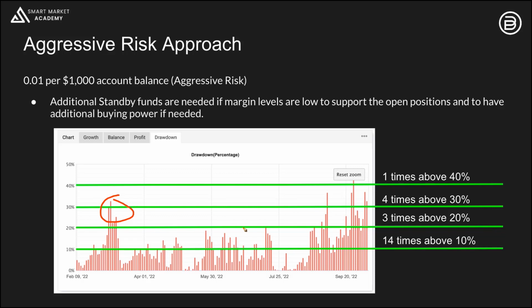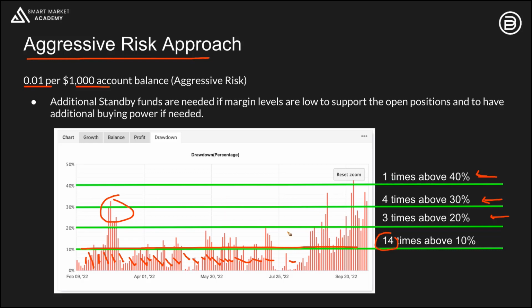You can see right here we had drawdowns of around 30%, and then over here at 40%, and that is, of course, using an aggressive risk parameter, 1 microlot for every $1,000. And this is what's very important: 14 times the market tested the 10% level. So you can see that we were hovering below 10% quite frequently. Then we went to 20% 3 times, 30% 4 times, and we went to 40% one time.